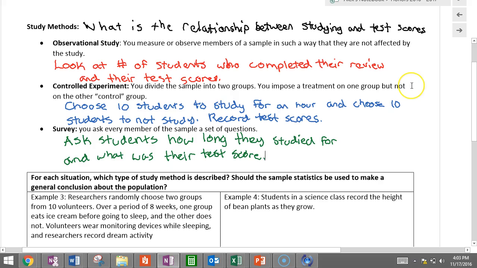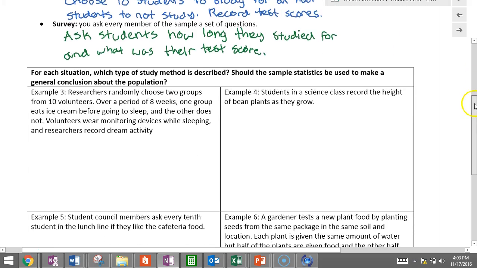So remember, study methods and the way you sample are two completely different things. You can use any of the 4 sampling methods with any of the 3 study methods. Okay, it's 2 different parts of your study. So let's look at some examples.